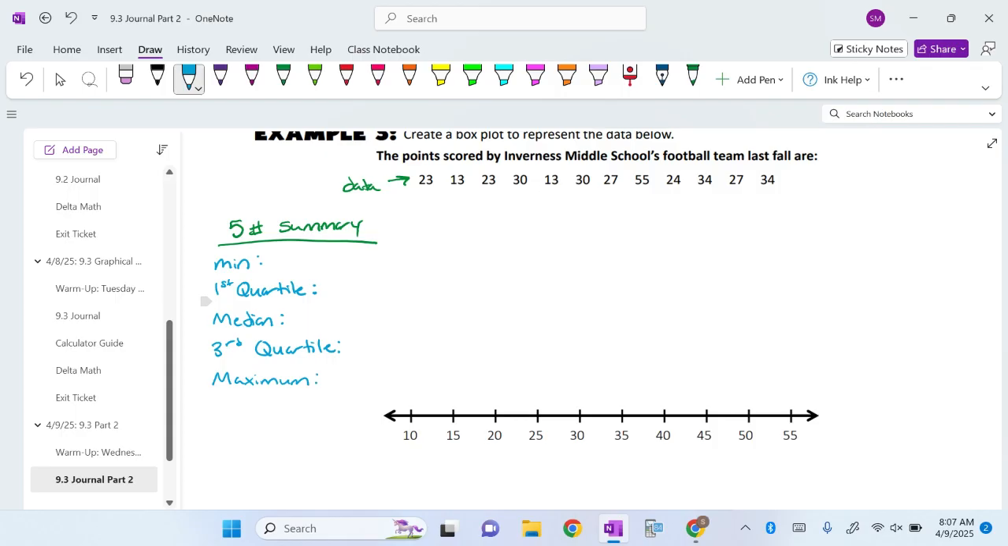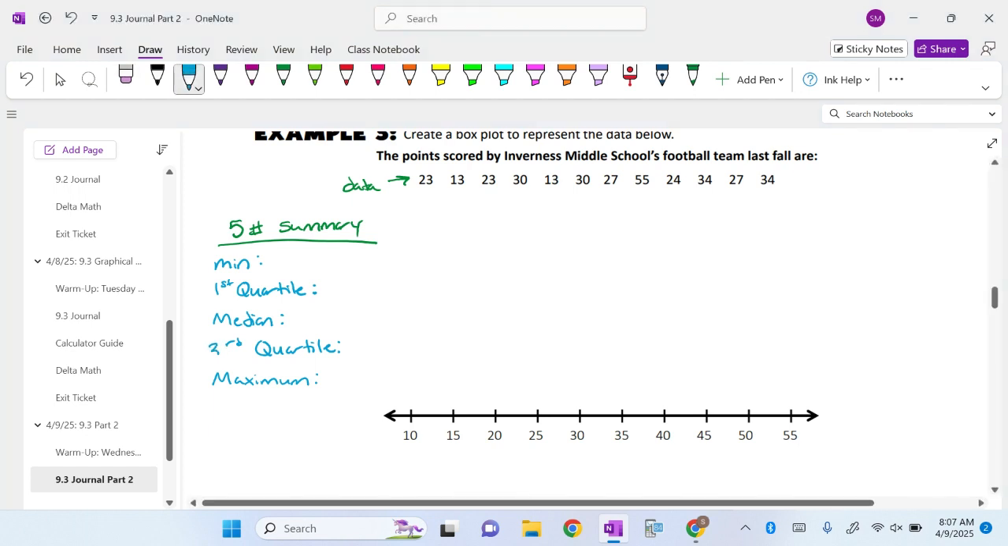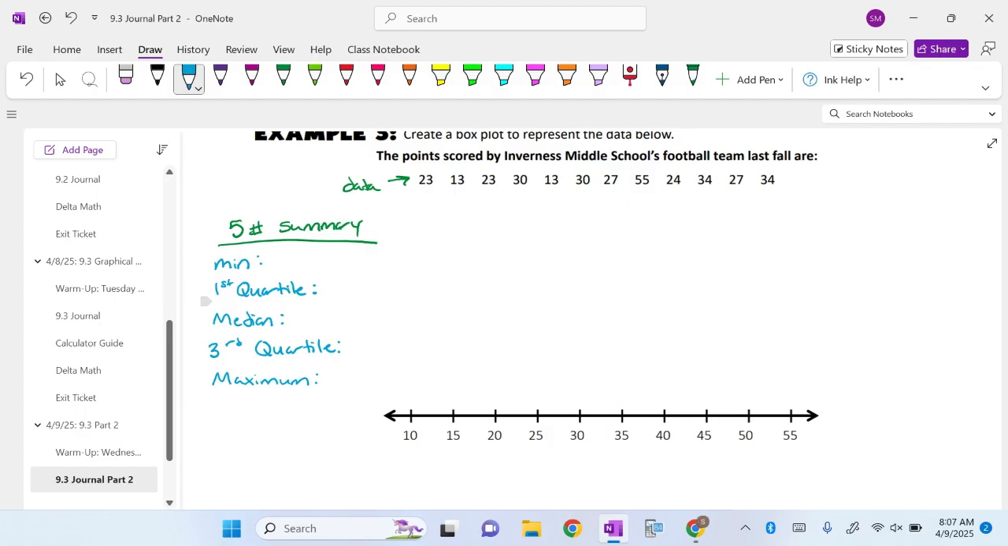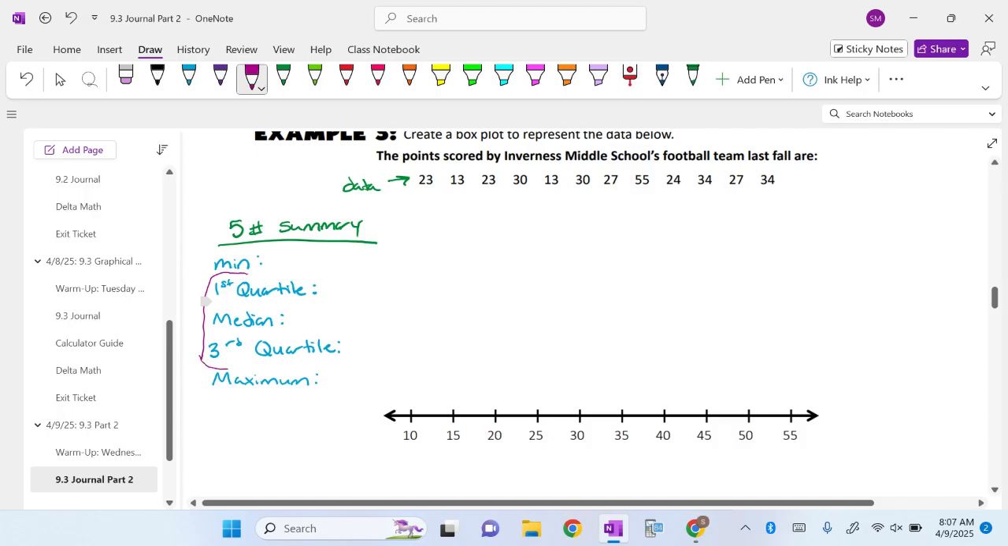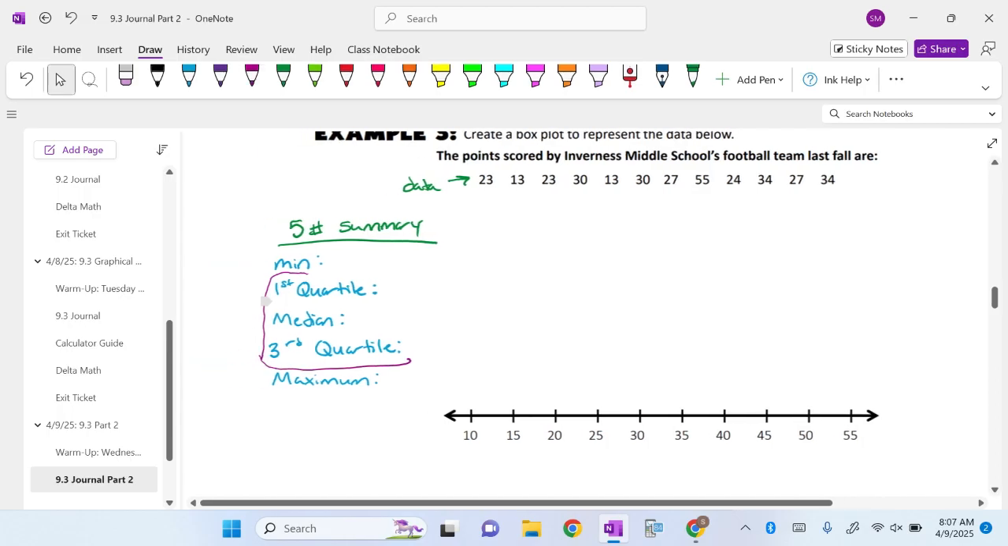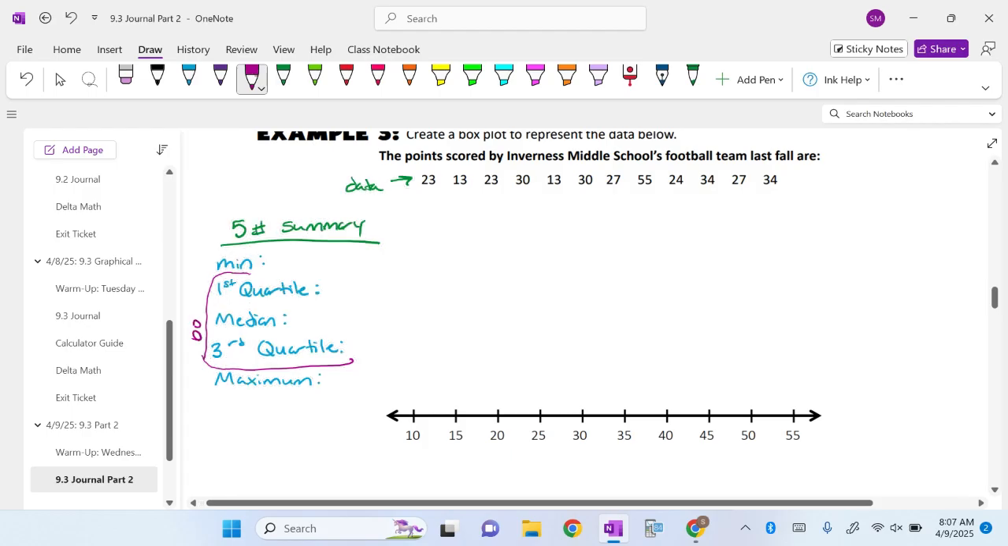Now, when I'm talking about quartiles, why do I just jump from first to third? What happened to the second? What technically is the second quartile? The median's technically the second quartile. That's why we don't say second quartile, we say third. All right? Because remember, these 3 things are what make up the box. So this is what makes up our box. Whereas these two make up our whiskers. So that's going to be a whisker and that's going to be a whisker.